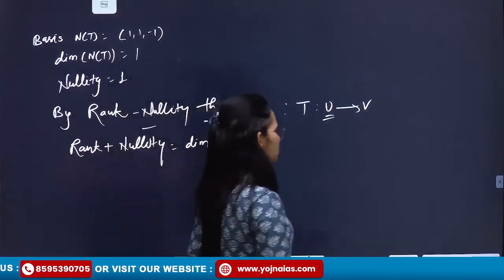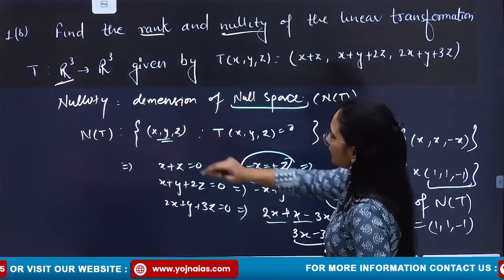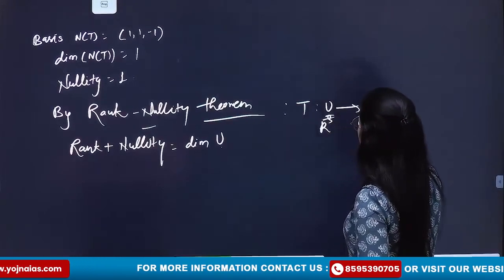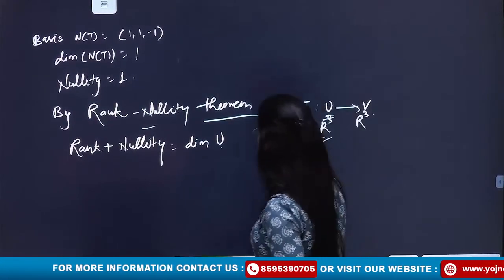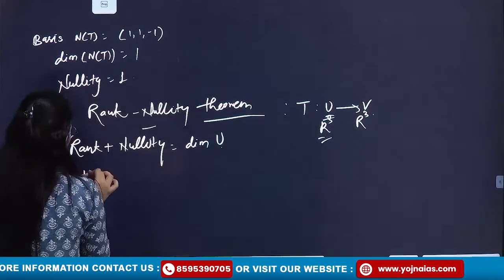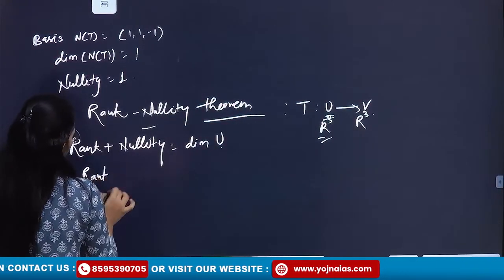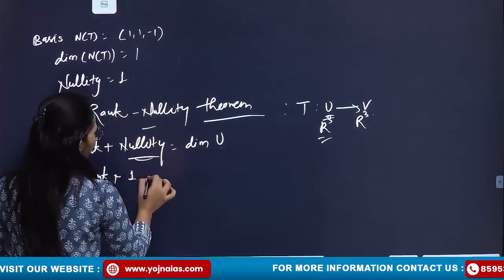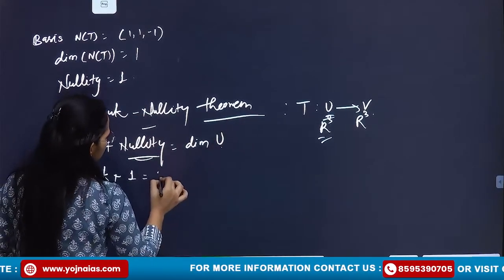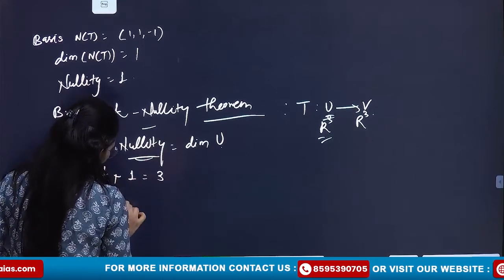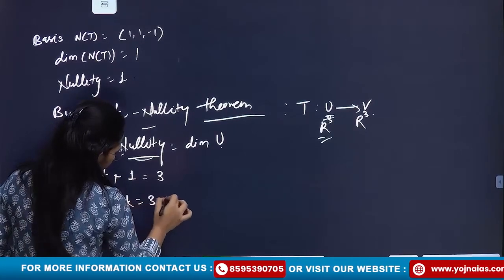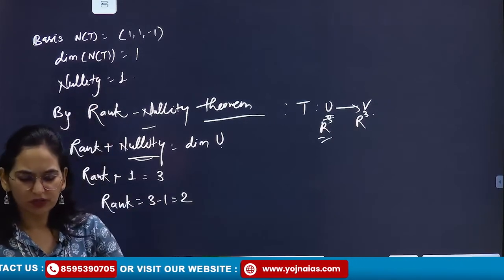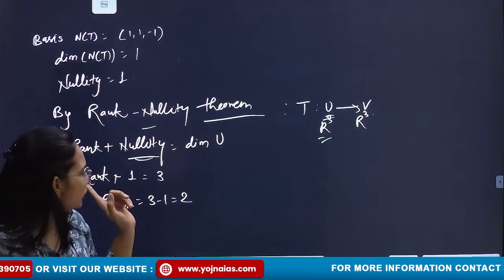In our case it is R3 to R3, that is both U and V are R3. What is the dimension of R3? That is the dimension of U. Find out the rank. Write this as it is: rank plus nullity, nullity is 1, equals dimension, that is the dimension of R3. So the rank is 2. This is how you need to find out the rank and nullity of the transformation.